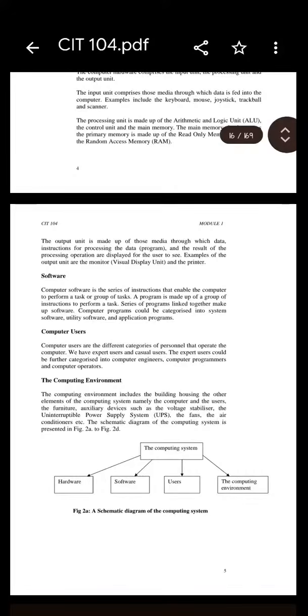So we are back to the software. Any program that enables you to perform a task is a software. For example, even a calculator app in your phone is a software. Now I was saying that we have 3 types of software. We have system software, we have utility software, and we have application software. For example, now, system software is software that is installed in the computer.